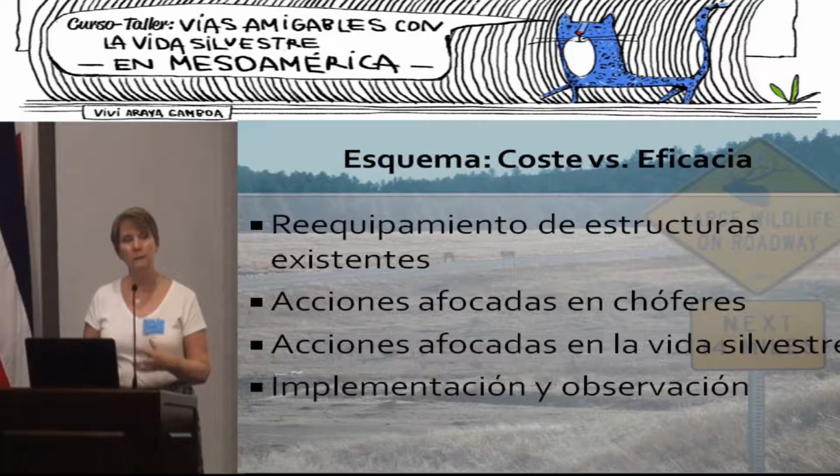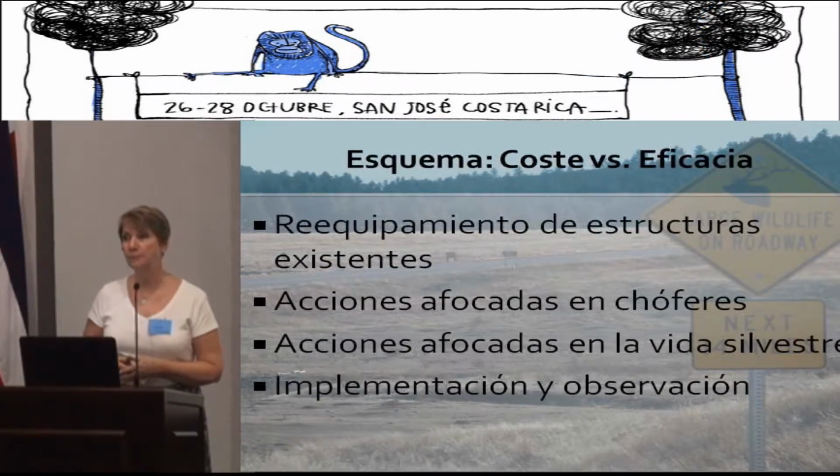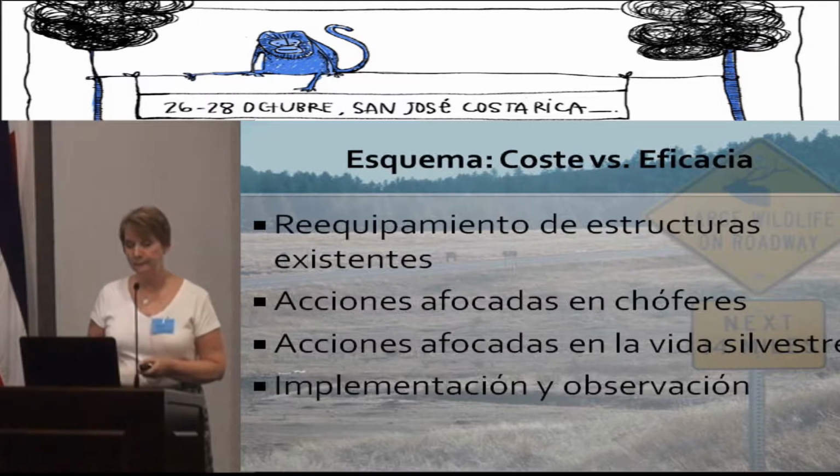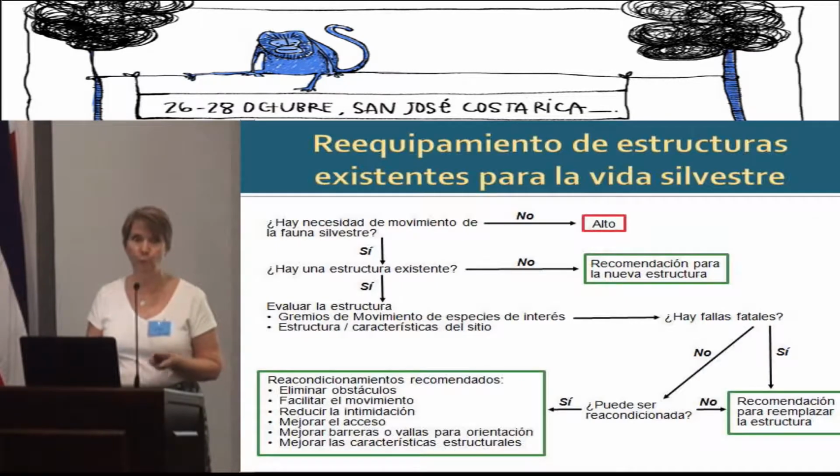So what can we do to change driver behavior to make it less likely that drivers will run into wildlife? The third category is what can we do to affect the way that wildlife act so that they are less likely to be hit by vehicles. And that also, changing their behavior can sometimes mean that you're enhancing their connectivity as well. And then a little bit with implementation and observation of what you've done. Like, how do you know if it's working or not?